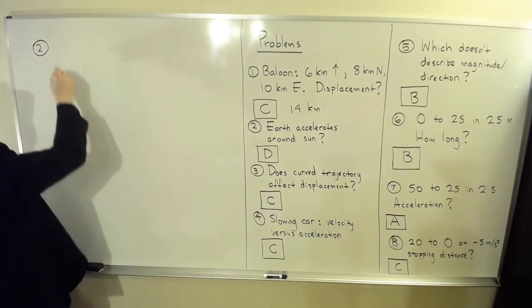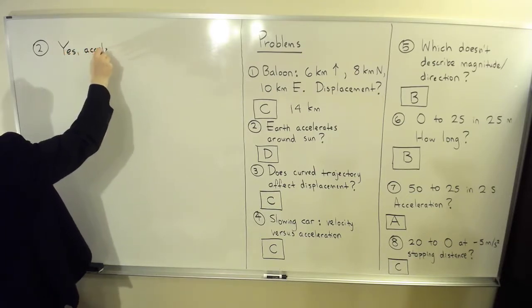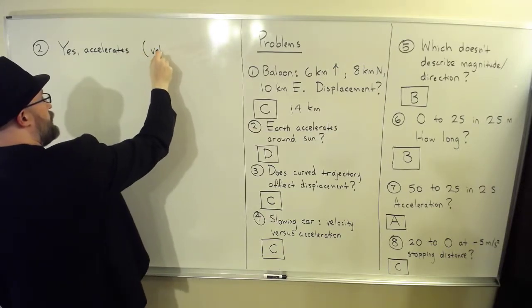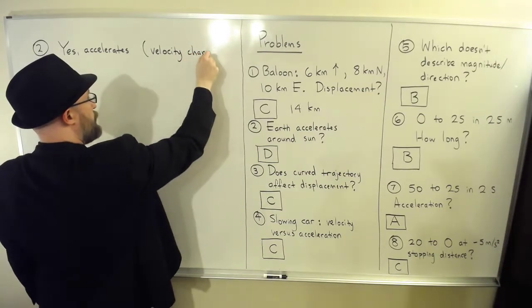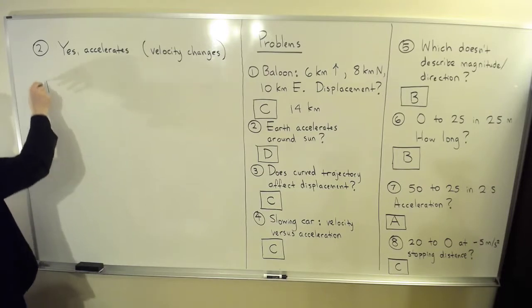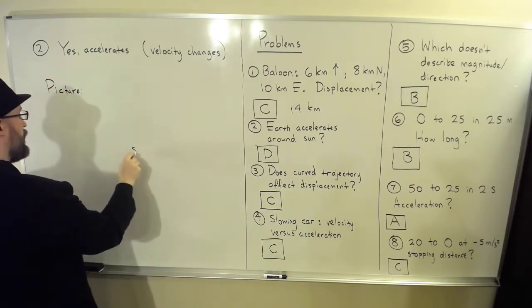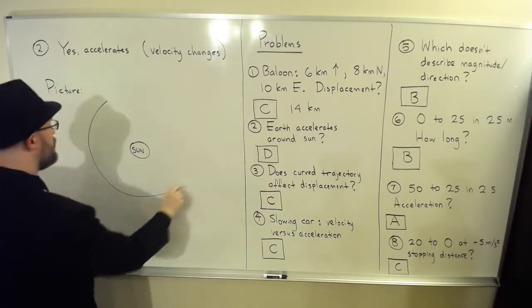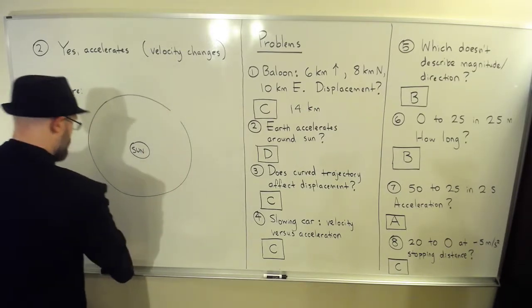So I'm going to draw a picture. So yes, it accelerates. And the reason is because the velocity changes. And so what the picture looks like is I have the sun here, and I have the Earth going around the sun. And I'm sort of treating it like it's a circular orbit.